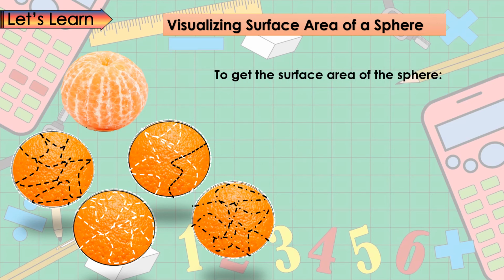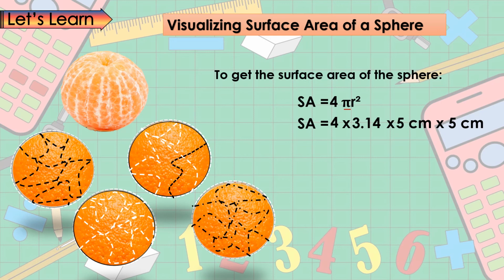Okay. So to get the surface area of the sphere, I should be familiar with the formula for the area of your circle, which is pi r squared. Now, since we peel it off into four different parts, we are going to put 4 here to get the total coverage of this orange. So, again, we have the presence of pi here. Pi is equivalent to 3.14 times 5 centimeters times 5 centimeters. So, our radius here has a value of 5 centimeters.